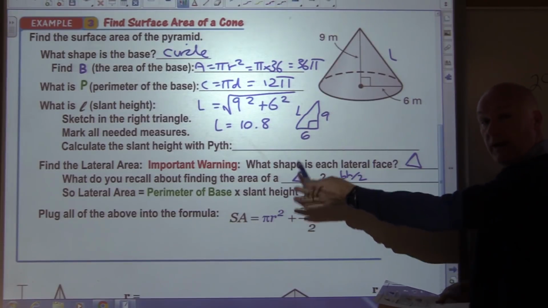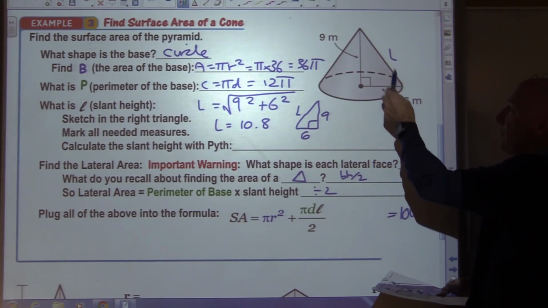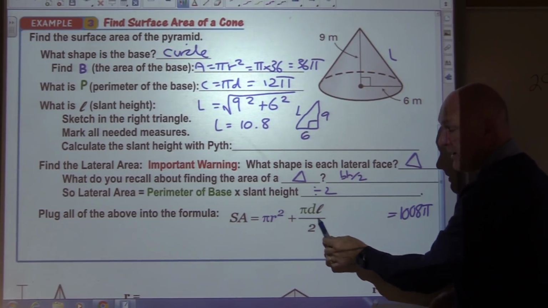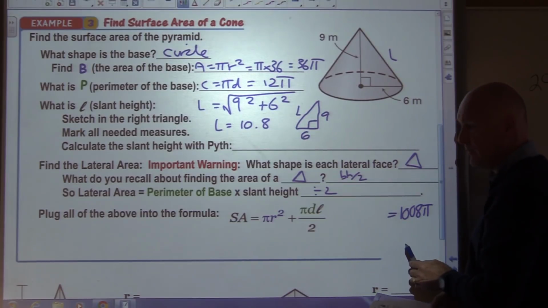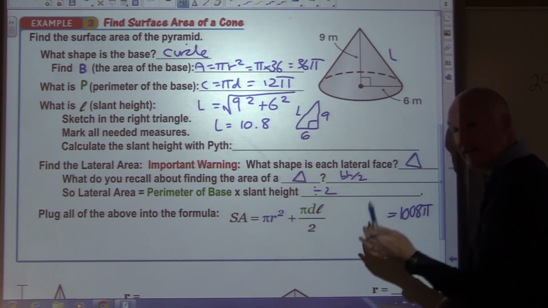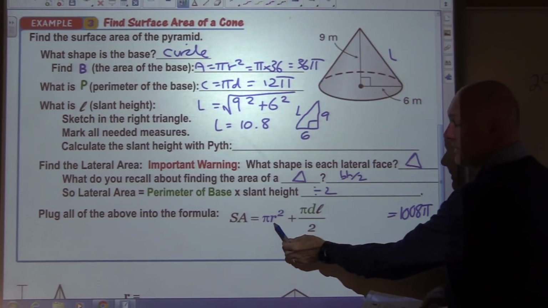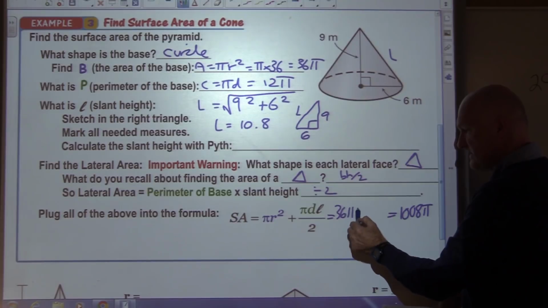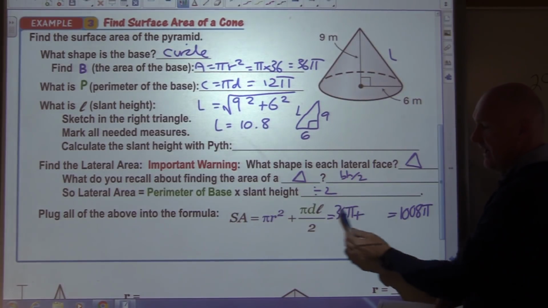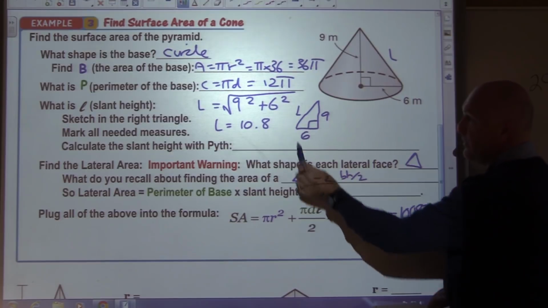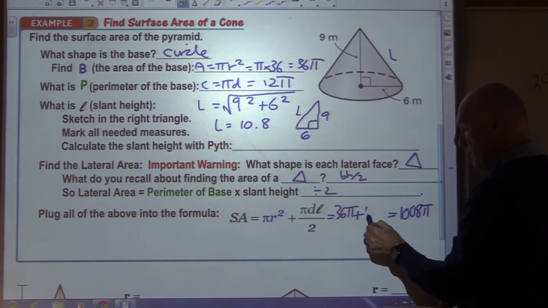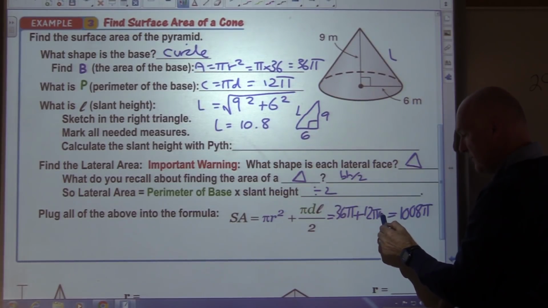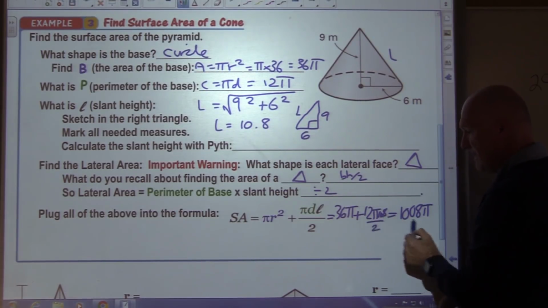Again, the important warning, I won't go through it all again, but it's about the triangle, and the triangle is base times height divided by 2. So this pi d L has to be divided by 2, but again, the area of the base stands alone. So we put our pi r squared in. That came from 36 pi. Here it is. Then we add to that pi d L. So pi d is our 12 pi, and L is 10.8. I'm just going to squeeze the 10.8 in there. Don't forget, we've got to divide that by 2.